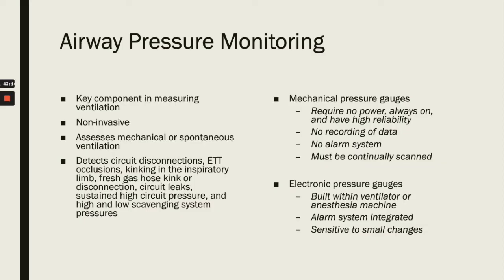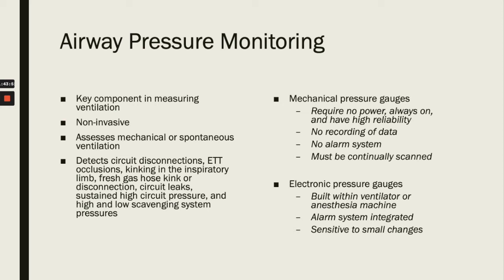I'm jumping right on into that. This is a key component in measuring ventilation. It's non-invasive, and it assesses mechanical or spontaneous ventilation. It detects circuit disconnections and ETT occlusions or endotracheal tube occlusions, kinking in the inspiratory limb, fresh gas hose kink or disconnection, circuit leaks, sustained high circuit pressure, and high and low scavenging system pressures.